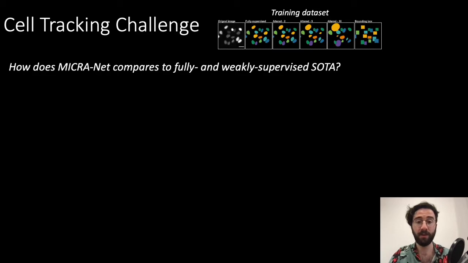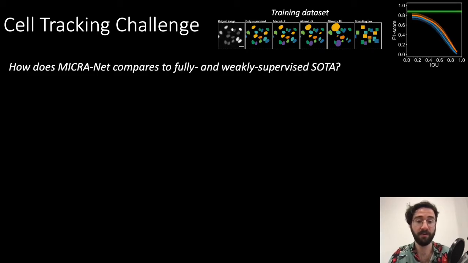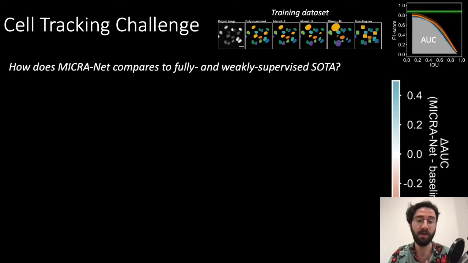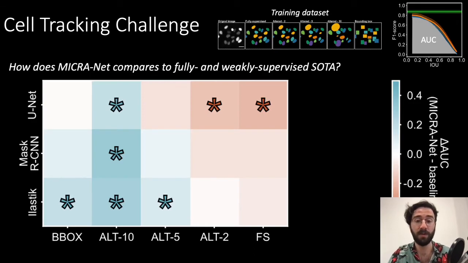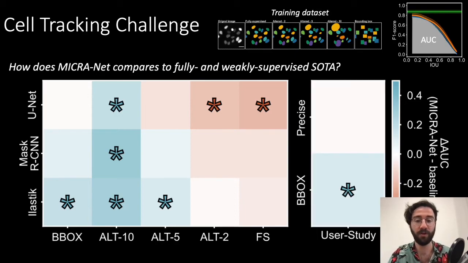We compared MICRA-Net with fully and weakly supervised state-of-the-art methods. The weak supervision consisted of the altered version of the training dataset and bounding boxes. We used the area under the F1 score as a function of minimal IOU between associated objects. We compared MICRA-Net with the baseline. Here, bluer is better. Only a U-Net trained with minimal or full supervision obtains a significantly higher performance. Interestingly, MICRA-Net is superior or equal to state-of-the-art methods trained with a supervision of alt 5, the level of supervision of the precisely annotated dataset from the user study.